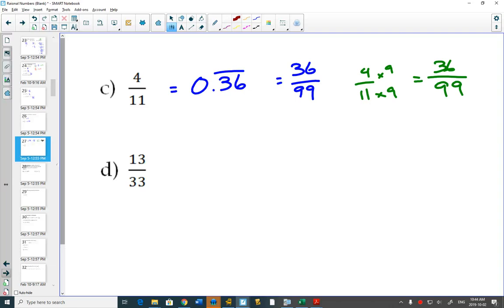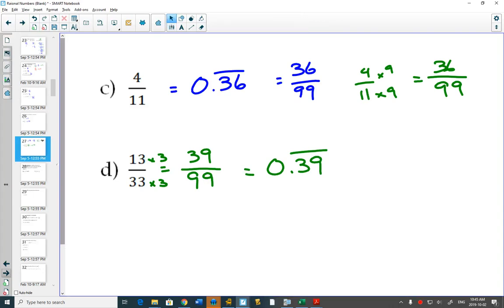We'll just finish this one and then you can go. Do you see something you could do with this one? Not yet. Can you make this one out of 99? What would you have to do? Times by 3. 13 times 3 is 39. Now as a decimal, we get 0.39 repeated. That's pretty cool. All right, so that's where we're going to end for today.